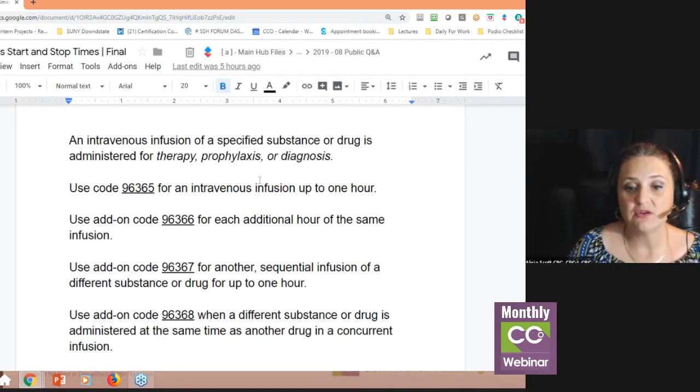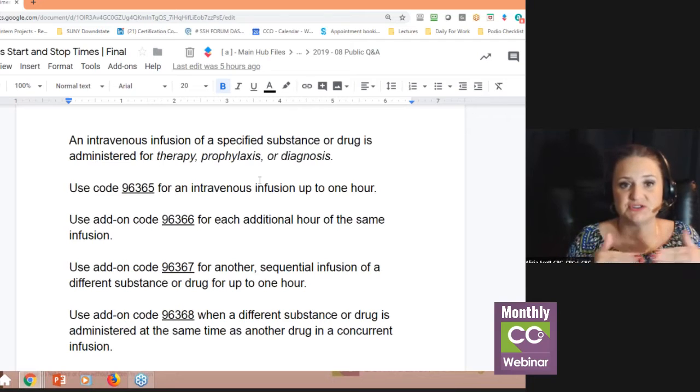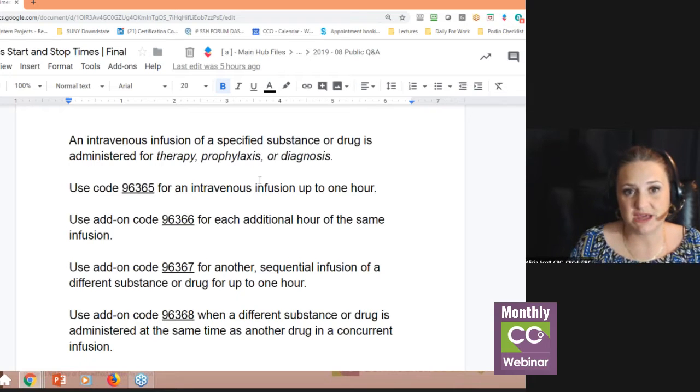when you have a different substance and/or drug, and it's administered at the same time as another drug in a concurrent infusion. So concurrent just means you're doing it at the same time, okay? So ultimately you're giving 2 meds at once.